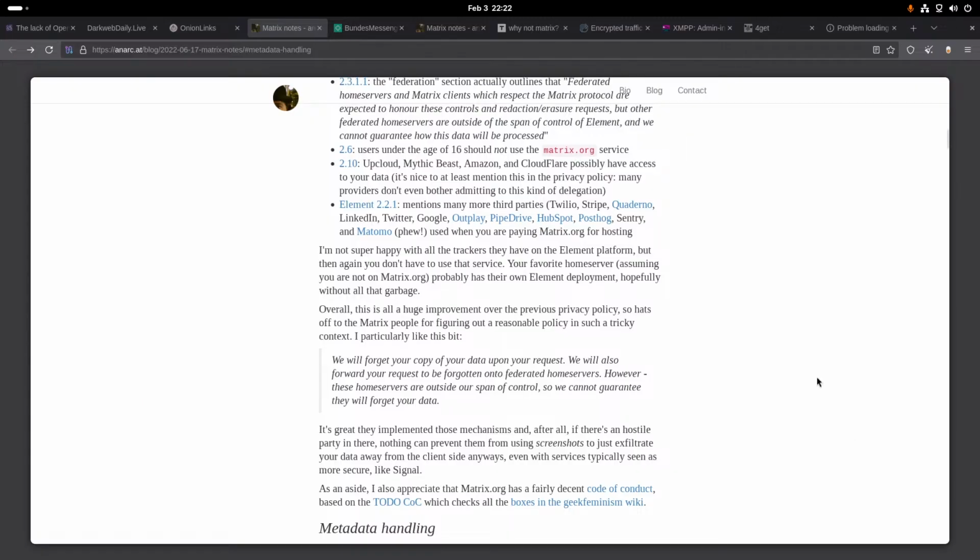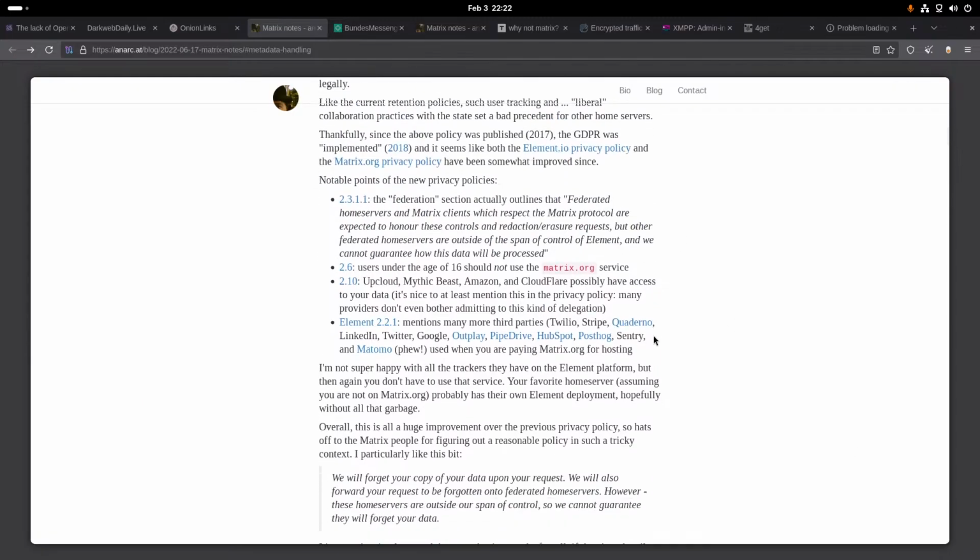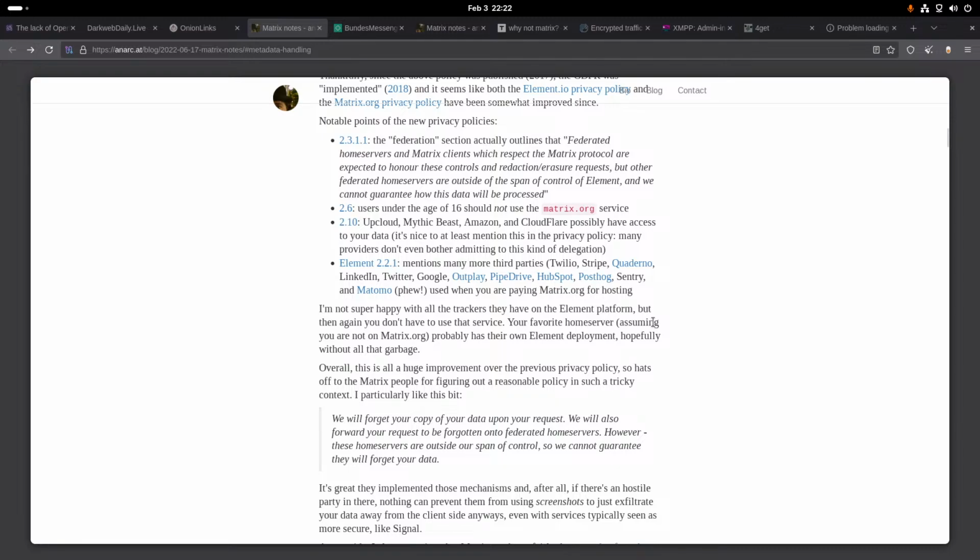So, let's see. Users under the age of 16 should not use the Matrix service. Upcloud, Mythic Beasts, Amazon, Cloudflare possibly have access to your data. Since it's nice to at least mention this in the privacy policy, maybe it provides, doesn't even bother admitting this kind of delegation. It mentions many more third parties: Twilio, Stripe, Quadient, LinkedIn, Twitter, Google, Outplay, Pipedrive, HubSpot, PostHog, Serenity, and Matomo. A few are used when you are paying for Matrix.org hosting.